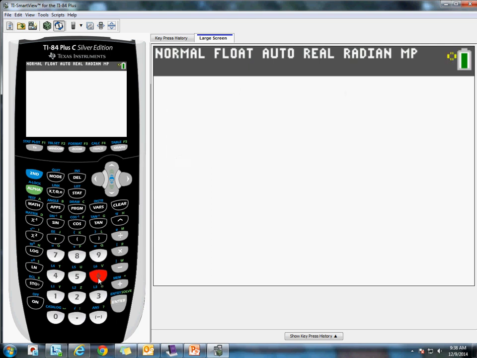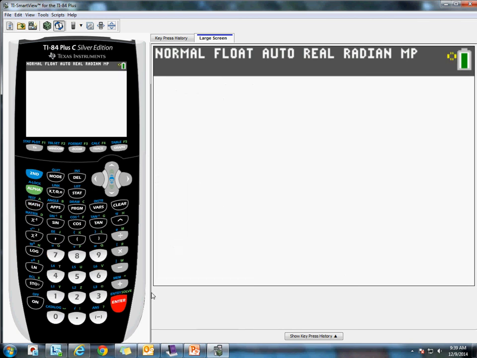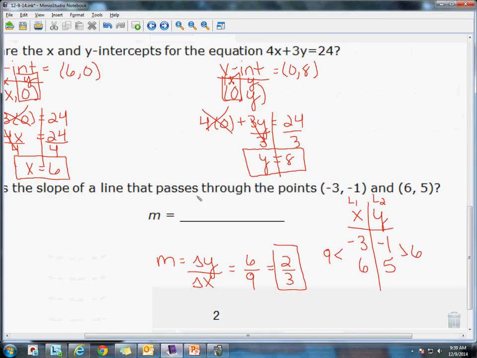In your calculator, you can type that 0.66, and on your calculator, it'll go to the second line. So you type it in a couple of times, and then add on that 7. And then hit math, enter, enter. And it shows that it's 2/3, which is what we got using change in y over change in x. So we know here that our answer is correct.